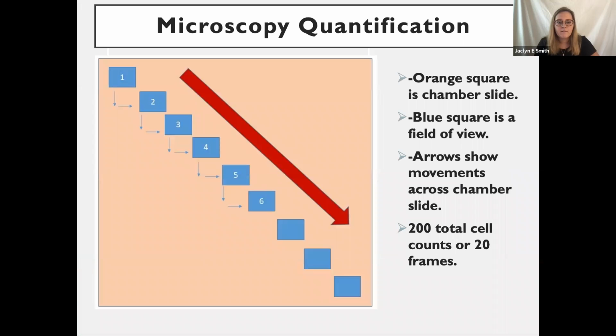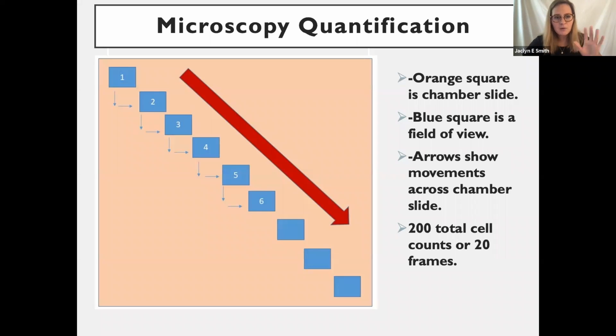It's kind of hard to describe how I actually go through and count these on the microscope, so I made this little diagram to make it as easy as possible to understand. The large peach or orange colored square is the actual chambered cover glass slide. The blue squares are my fields of view as if I was looking through the microscope. The arrows show you the movements that I actually make through the slide.